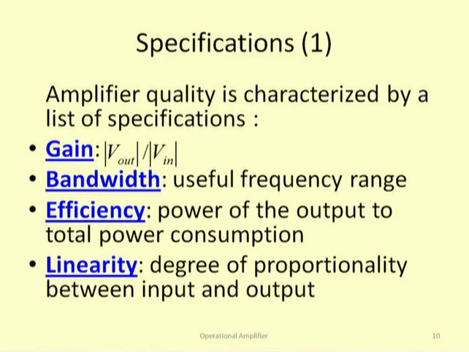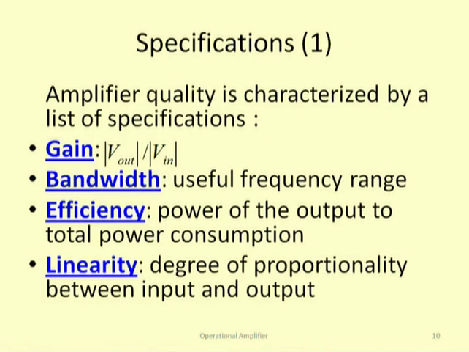Bandwidth is nothing but the frequency range over which an amplifier could be used. We have seen in the beginning that an amplifier could be characterized as an audio amplifier. Audio amplifiers are capable of amplifying input signals whose frequency is within a range of 20 Hz to 20 kHz. So that is nothing but the bandwidth of the amplifier. So the second parameter is the bandwidth of the amplifier.